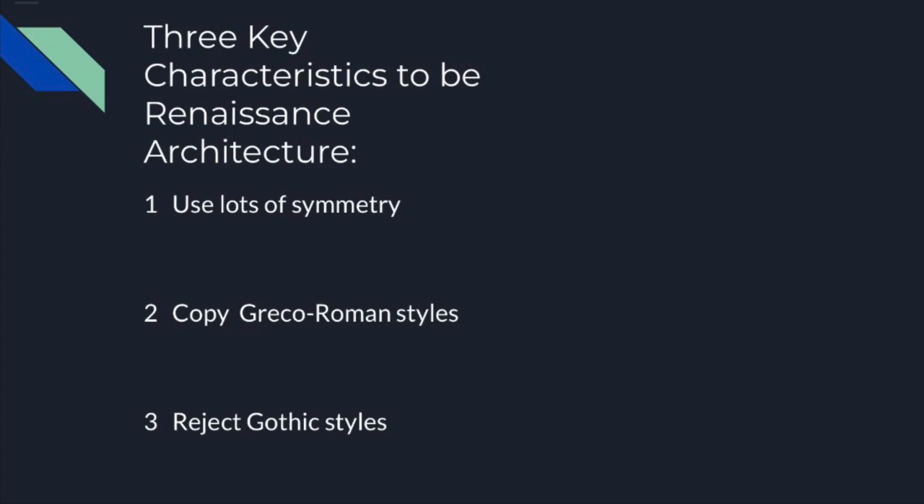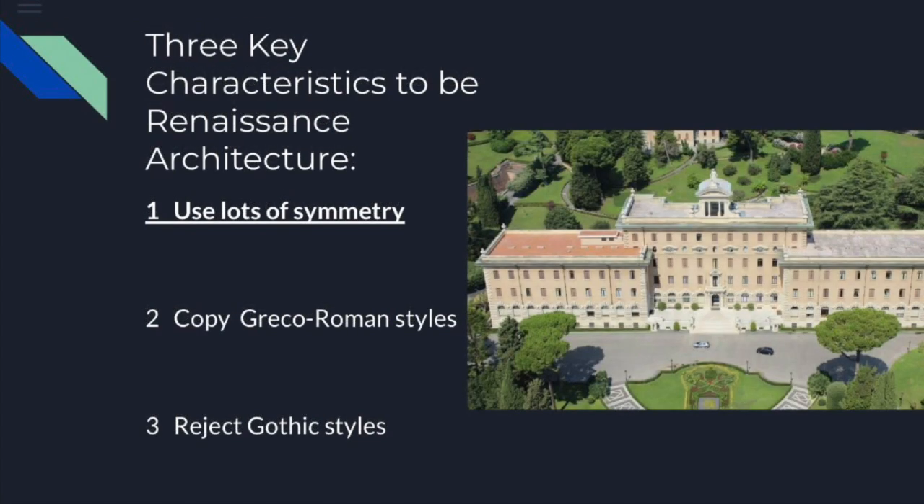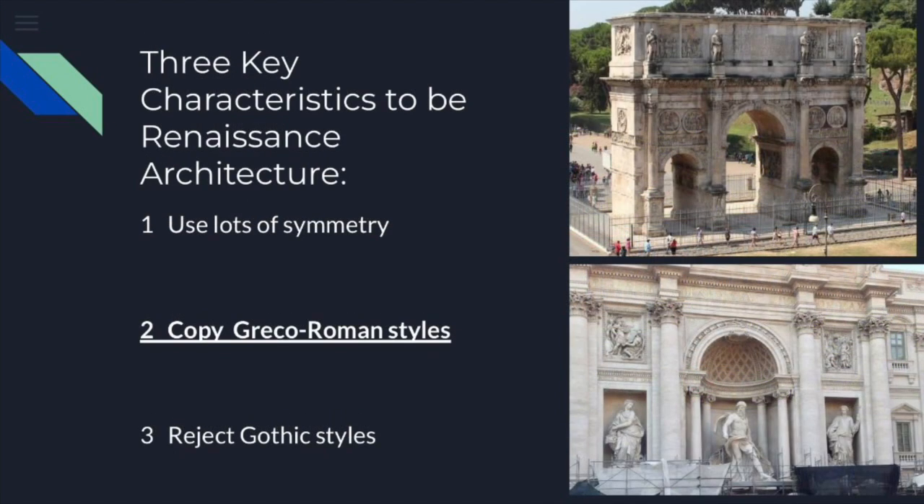So to summarize, there are three key characteristics we can look for in Renaissance architecture. First, Renaissance architecture uses a lot of symmetry. For example, this building in the Vatican. Second, it's going to emulate Greek and Roman styles. That means you're going to see a lot of columns and a lot of arches.